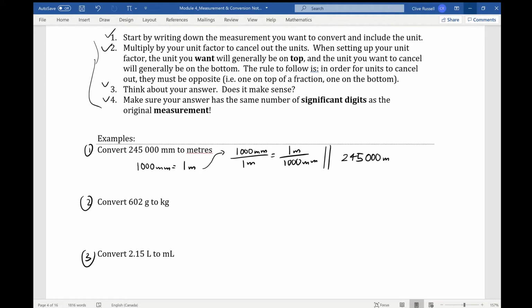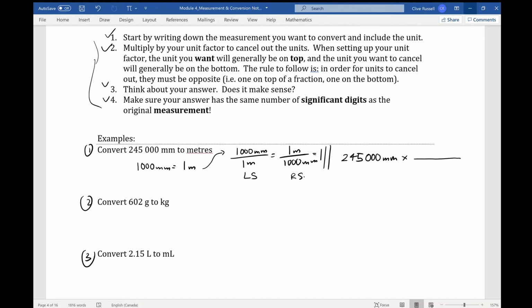Now our question is to convert 245,000 millimeters to meters. Well, we're going to be either using this unit factor on the left side or on the right side. But remember that each of these unit factors is equal to 1. So if I multiply this by 1, it doesn't change. But we know that 1 can be either what's on the left or on the right. So that's what we do. We're going to multiply this by a unit factor. Now, which one do we use, left or right?